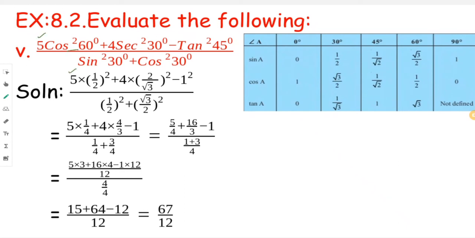Then cos 60, what is the value? 1/2. Now you can see the whole square, right? This is because of this square. That is the only difference. Next is 4, so I've written 4. Next is sec 30.